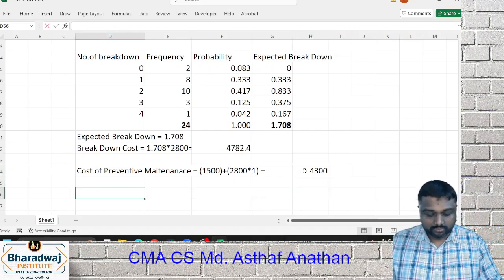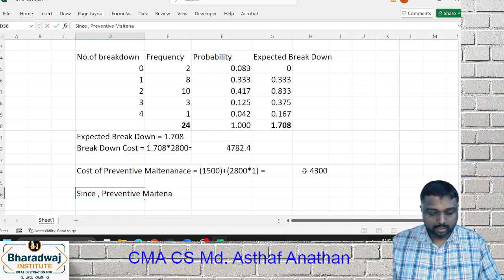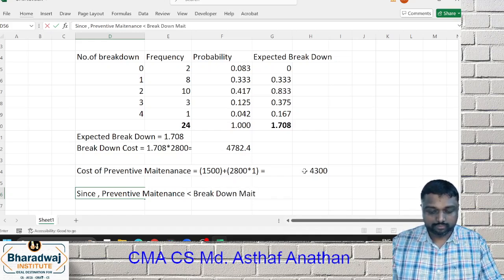So, since preventive maintenance cost is less than breakdown maintenance cost, it is advisable to go with preventive maintenance.